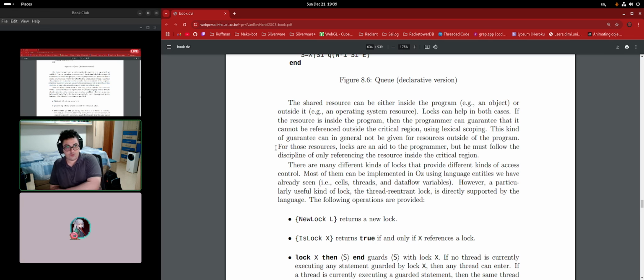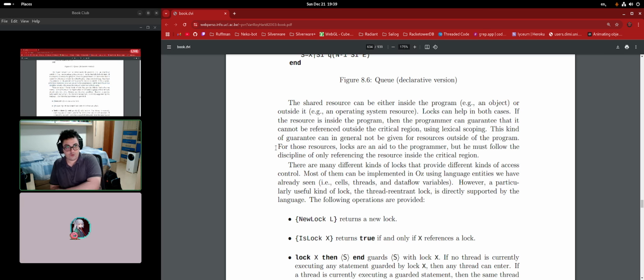There is a caveat: note that these can be called many times with the same lock X. That is, the critical sections don't have to be contiguous. So you can have locks inside locks. You can call the same lock recursively. This is what the book means when it says it's a reentrant lock that the Oz language provides. We're going to see the implementation of that in a bit.